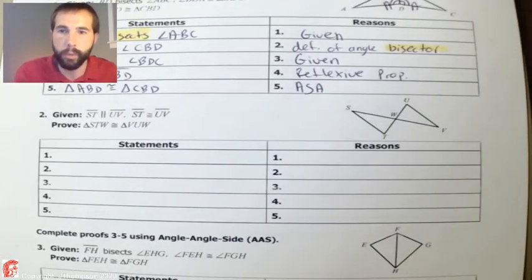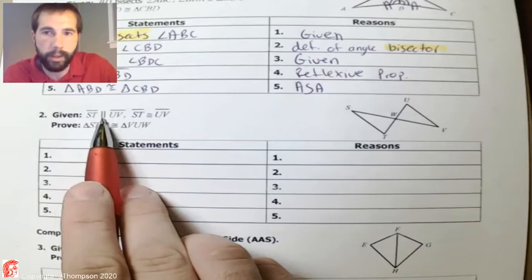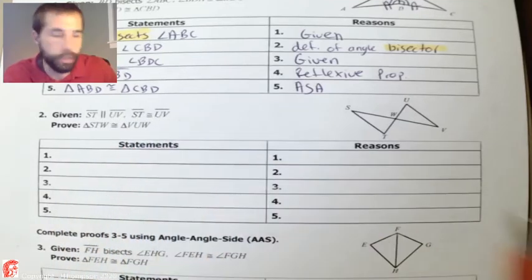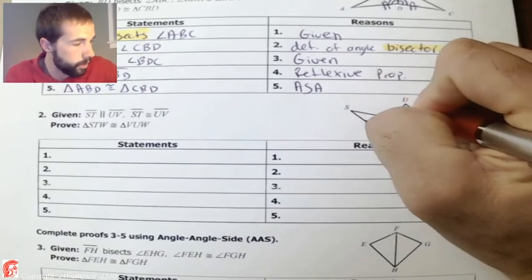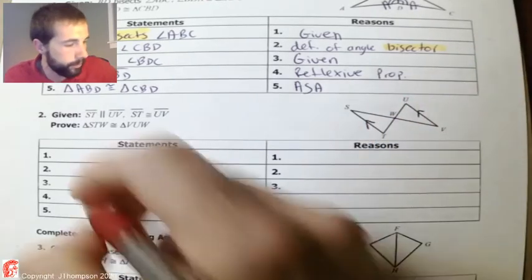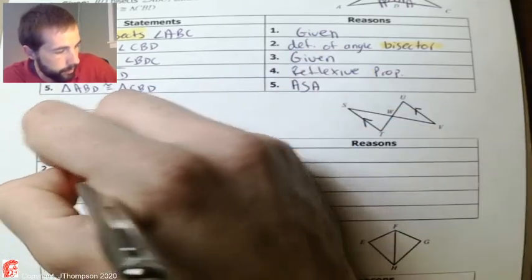Okay, question 2. Again, if you want to do it on your own before you watch this, just hit pause and try it on your own. So the given statement: ST is parallel to UV and ST is congruent to UV. So in the picture, ST is parallel to UV. We show that by putting an arrow on each segment. So we'll write that as our first statement.